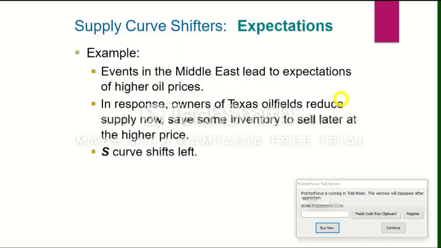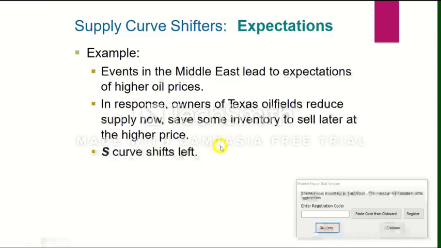Another supply curve shifter is expectations. Here is an example: events in the Middle East lead to expectations of higher oil prices. In response, owners of Texas oil fields reduce supply now, saving some inventory to sell later at the higher price, so the supply curve shifts left.